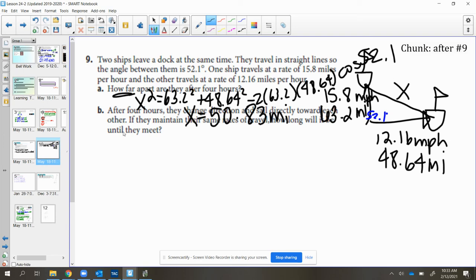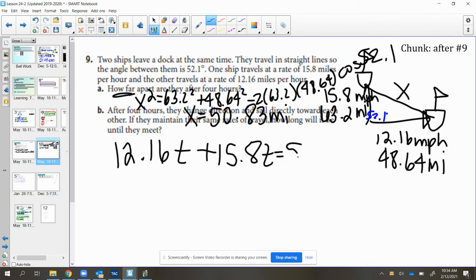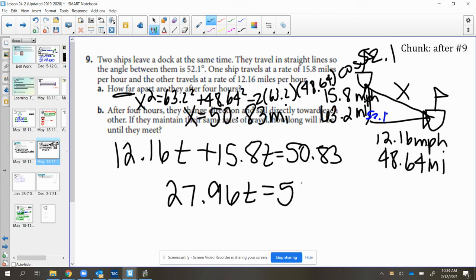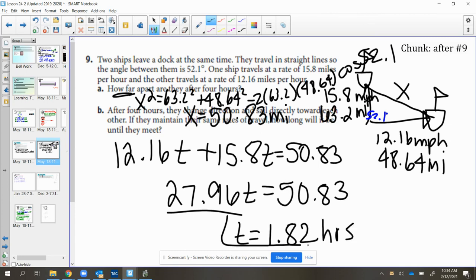Well, this actually turns into an algebra 1 equation because they're traveling for the same amount of time. So one's traveling at 12.16, the other is traveling at 15.8, and we're trying to figure out how long is it going to take them now to travel that 50.83. Well, 12.16 plus 15.8, that's 27.96. And when we divide by the 27.96, it's going to take about 1.82 hours for them to meet up.